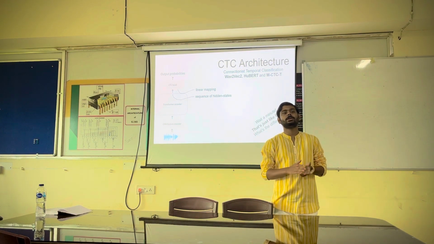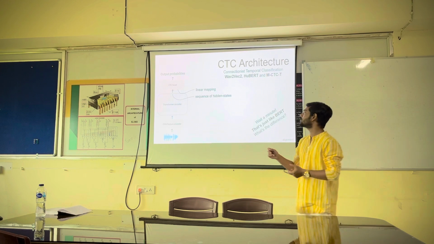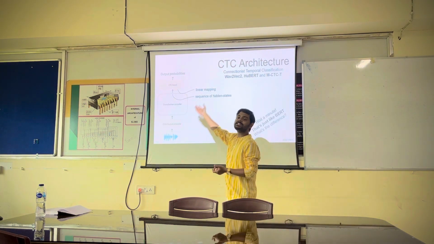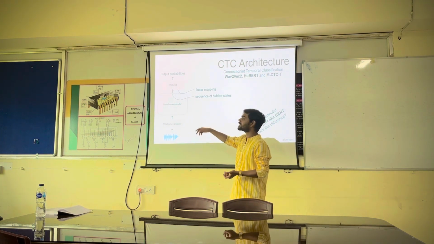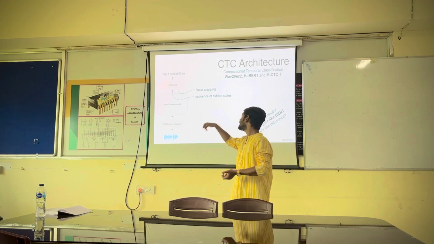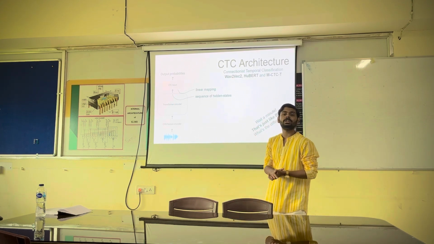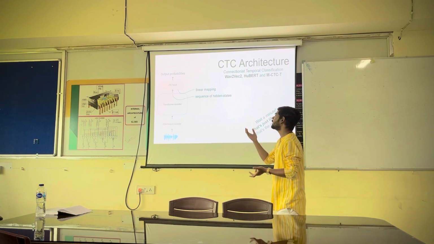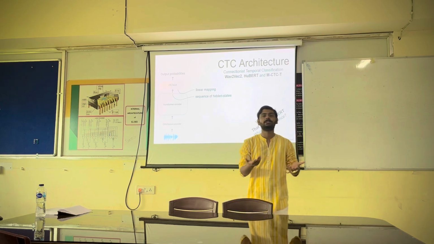Can anyone say what's the difference? Why do we need a CTC in the first place? This is exactly similar to Word2Vec. We are getting the sequence of hidden states. We are just using a linear mapping for that and getting the output probabilities. This is what Word2Vec does.